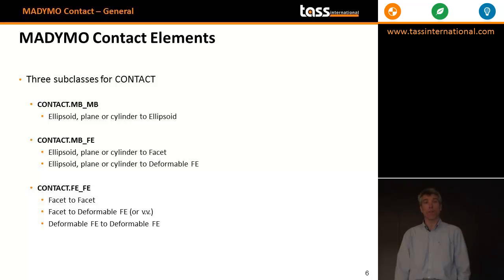For contact MB-FE, it is a contact between an ellipsoid, a plane and a cylinder to a facet or to a deformable FE.